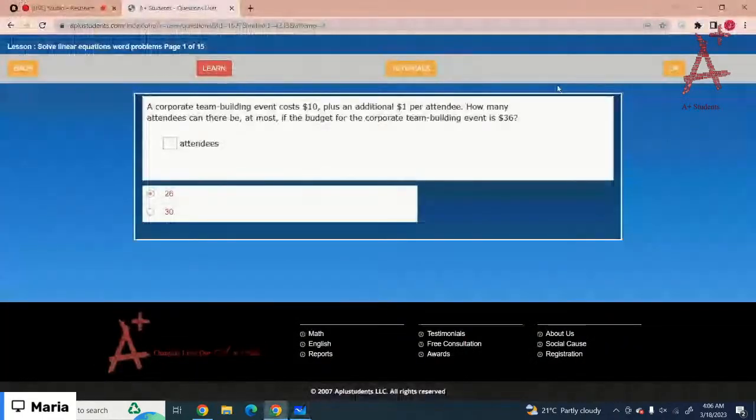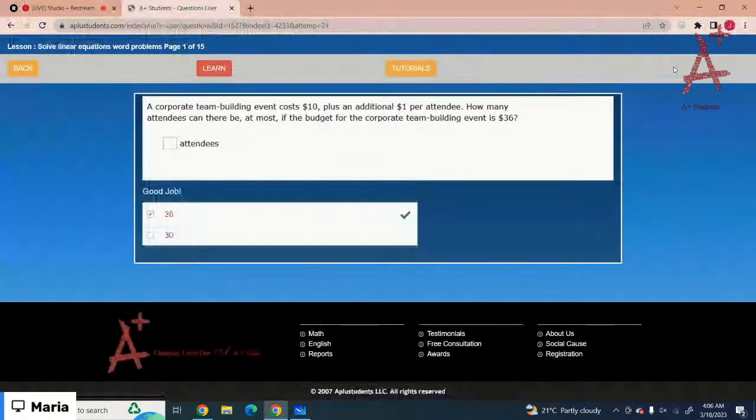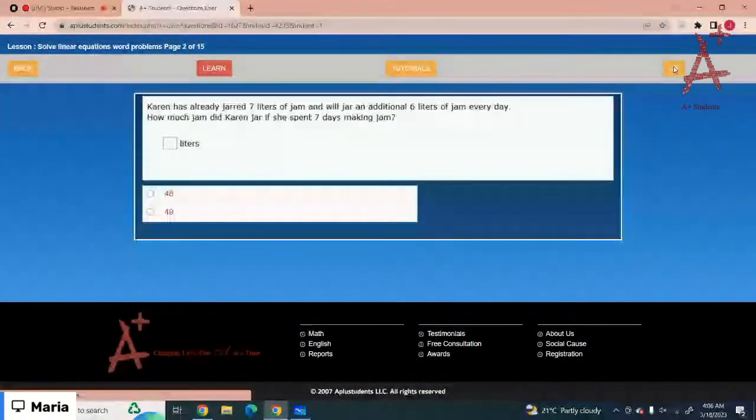So it would be 26 attendees. Got it? Basically, the important thing here is how to write the equation. You just have to understand the question and write down the equation. Got it?